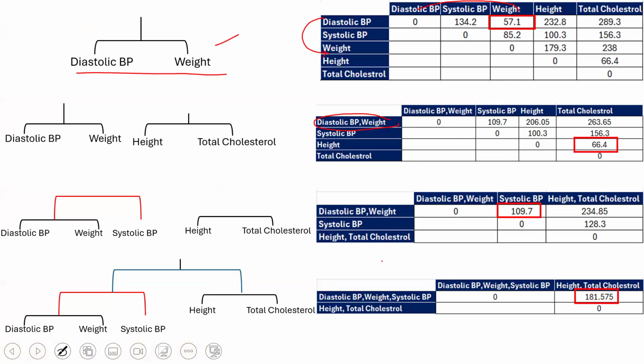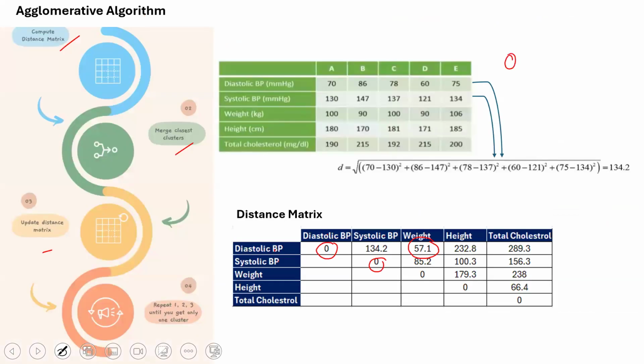Now calculate the distance of this new cluster to every other point. Okay. Initially we have everything as a single point. You have 5 different points. 1 2 3 4 5 different points are there. What you have done, you have calculated the distance between every other point, right? If you calculate this as diastolic BP, this is systolic BP, this is weight, height, and total cholesterol. From diastolic BP, you calculate the distance to every other point, right?